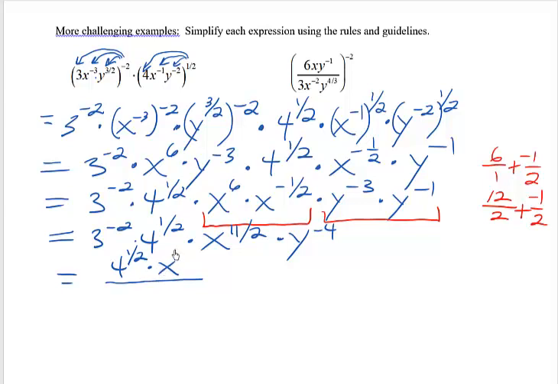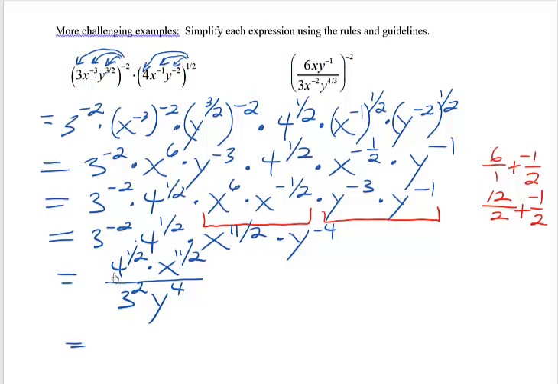This one is fine, and the x one is fine. But the 3 has been bugging me for a while. I'll move it to the bottom, and now the exponent's positive. The y, I'll move it to the bottom, and now the exponent is positive. I am just about done here.